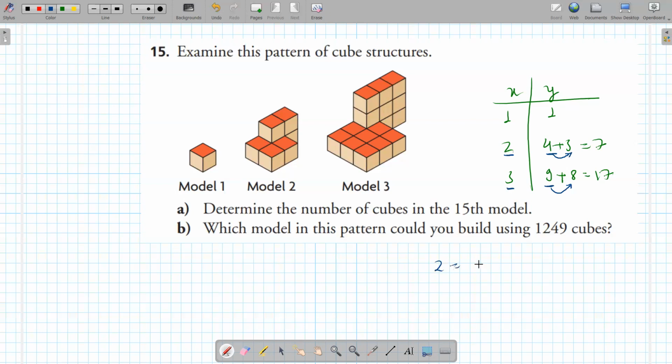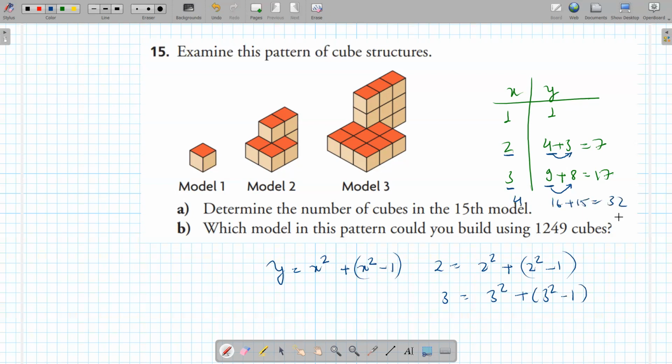For 2, we squared it, and then you're adding 1 less than the squared. Same thing with the 3. We squared it, got the 9, and then we're adding 8, which is 1 less than the squared. So that's our pattern. Y is going to be x squared plus x squared minus 1. So the fourth one will have 16, we'll have 15, we'll have 32. Cool?